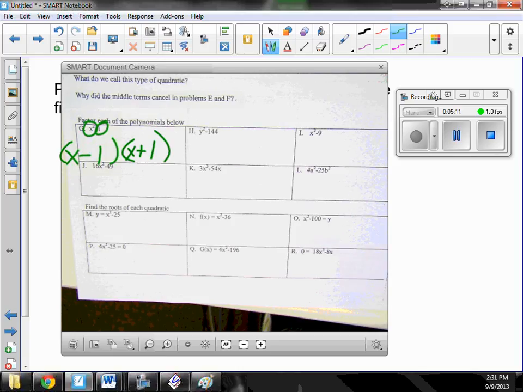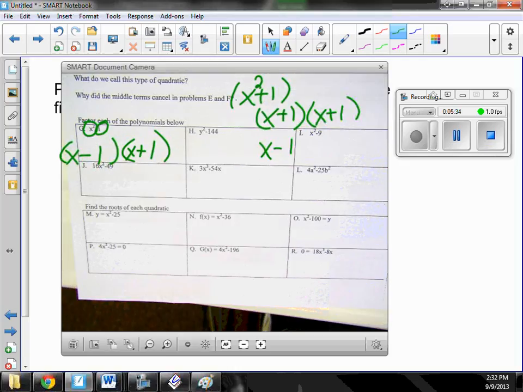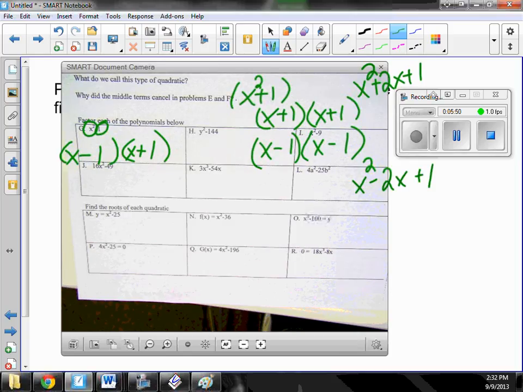What if I tried to do the sum of squares? It's not possible. How come? Right. My choices are x plus 1 and x plus 1, or x minus 1 and x minus 1. And in both cases, will my middle term cancel? No. So this one turns out to be x squared plus 2x plus 1, and this one is x squared minus 2x plus 1. So the sum of squares never works.